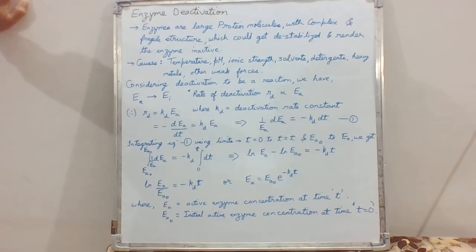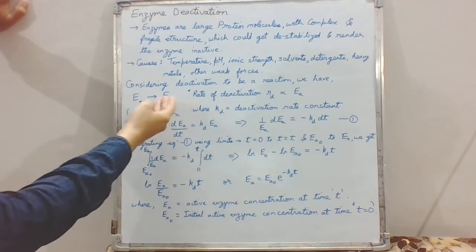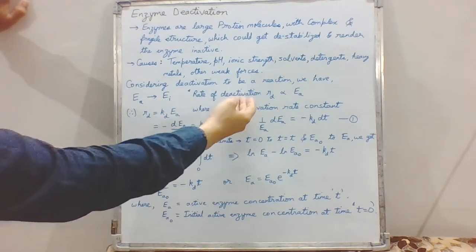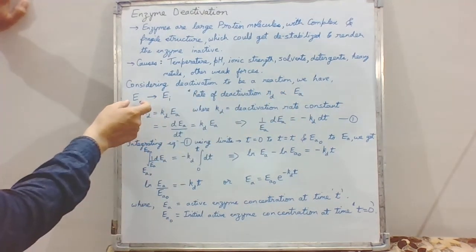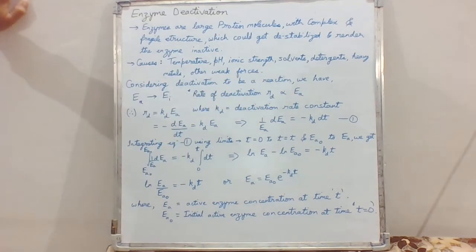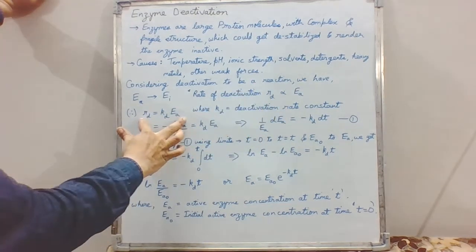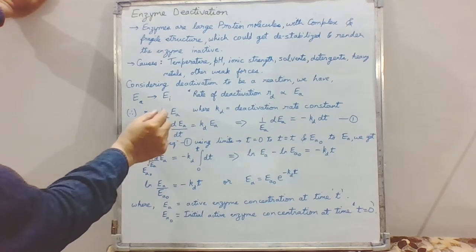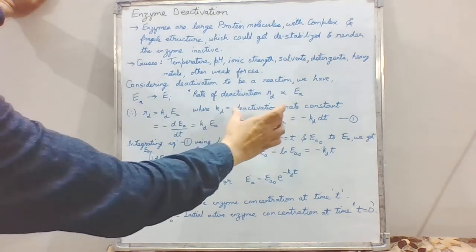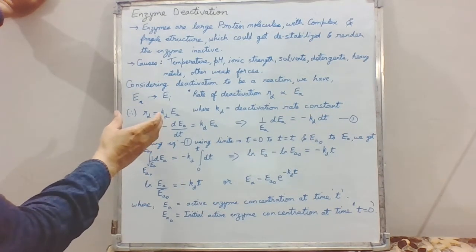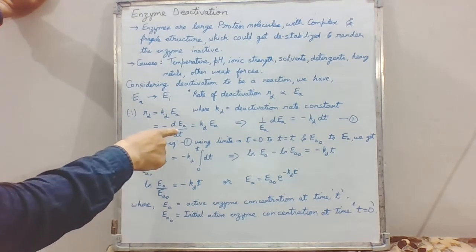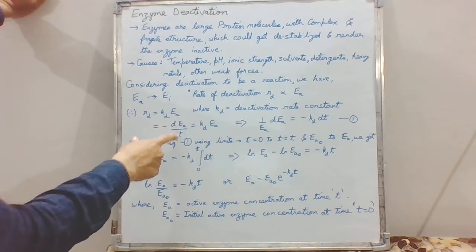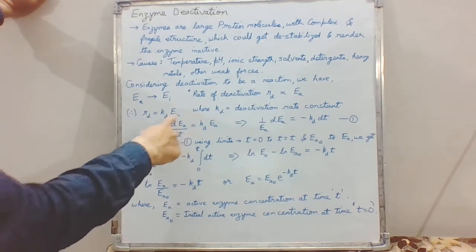So if we write the rate of this reaction, the rate of deactivation, then we would see that the rate of deactivation is directly proportional to the active enzyme concentration according to the rate law. Now if this proportionality constant is introduced, we get a kinetic constant, and this kinetic constant is called the deactivation rate constant. The rate of reaction can also be written as the rate of decrease of active enzyme concentration. The minus sign denotes the decrease.